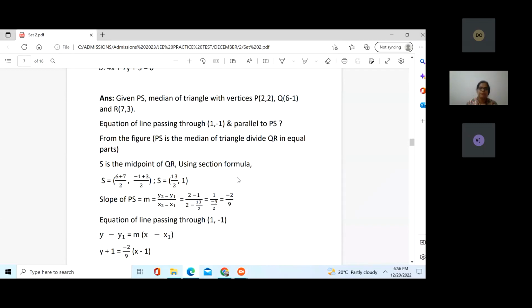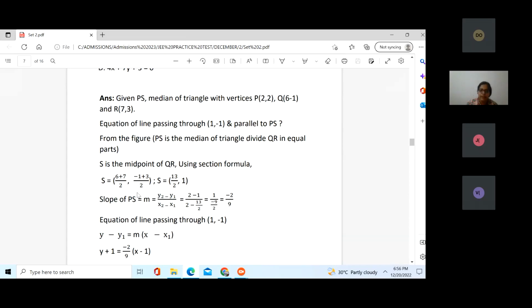So see, I know P is (2, 2), Q is (6, -1), and R is (7, 3). As the midpoint, I can use the formula (x1 + x2)/2, (y1 + y2)/2. So I'll be able to find out the coordinates.